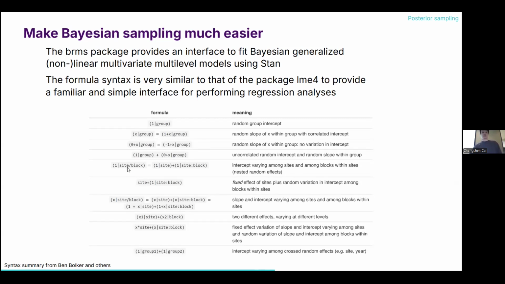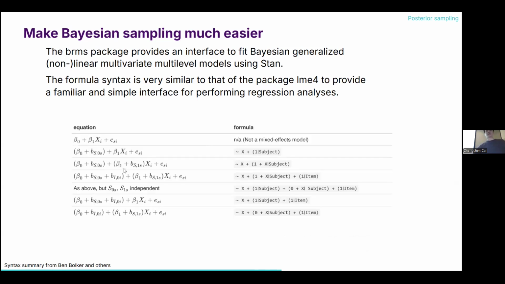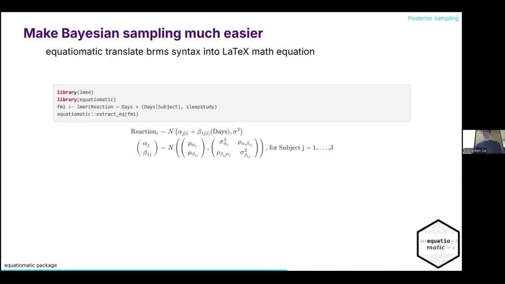And for some nested hierarchical structure, meaning block is nested within set, right? And this is the corresponding equation if you want. So this is the part you have to write in Stan by yourself, but on the right-hand side, you just write this syntax in brms. But you have to know your syntax is correct, is what you want, right?